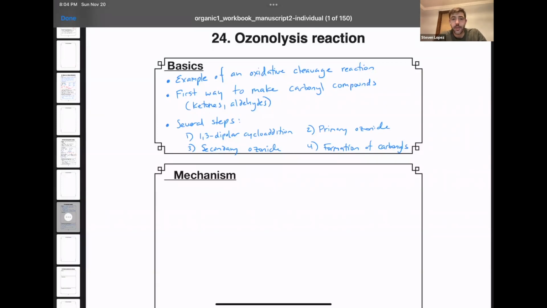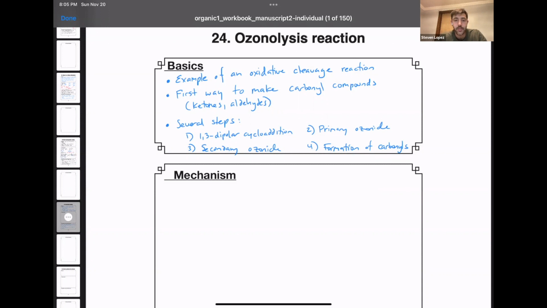Today, we're going to be talking about the ozonolysis reaction. This is a super important reaction that is an example of an oxidative cleavage reaction. This is the way that we're converting an alkene into a carbonyl compound. Carbonyl compounds are compounds that contain carbon-oxygen double bonds, and specifically, the ones that we'll be making today are ketones and aldehydes. This reaction is somewhat complicated from a mechanistic standpoint, and there are several steps.